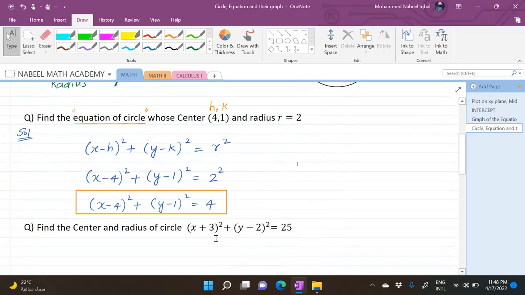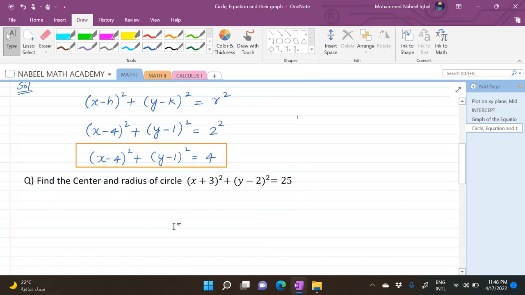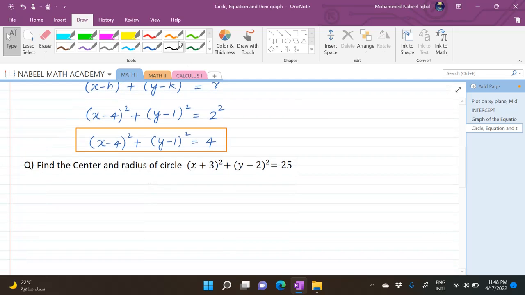In the next problem, we will have a reverse. So here the equation is given. You are asked to find the center and the radius. This is the reciprocal of the above problem. In the first, the center and radius is given and you are finding the equation of a circle. But in this problem, the equation is given. You have to calculate the center and the radius. So how will you calculate this one?